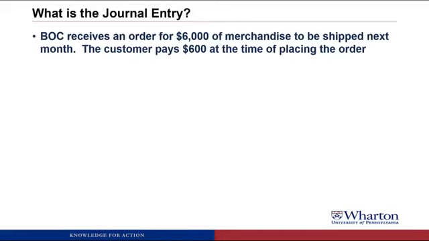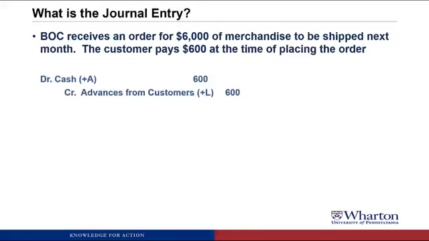BOC receives an order for $6,000 of merchandise to be shipped next month. The customer pays $600 at the time of placing the order. In this transaction, we're receiving $600 cash. Anytime we receive cash, we debit cash to increase the asset. So we debit cash $600. We're also getting an obligation here because now we either owe the customer $600 back or we have to deliver the merchandise. So we're going to create a liability called advances from customers. So we credit advances from customers to increase the liability for $600.